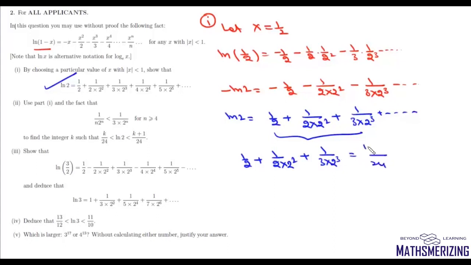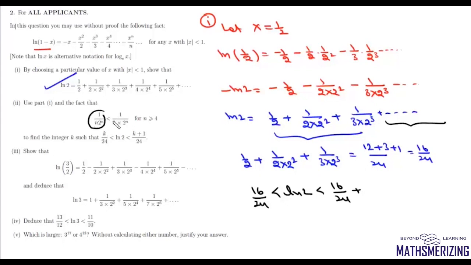Now this is 24, 12 plus 3 plus 1, 16 by 24. So this log 2 is the sum of the first 3 terms plus other positive terms. So we can write log 2 will be greater than 16 by 24 and will be less than 16 by 24 plus something. Now from the fourth term onwards, we are given the condition that 1 upon n into 2 to the power n will be less than 1 by 3 into 2 to the power n.